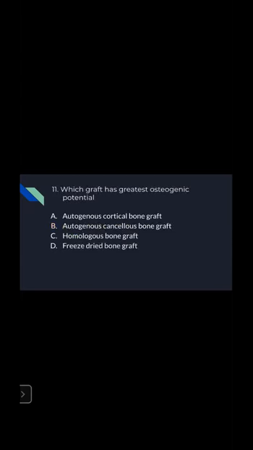Question 11. Which graft has greatest osteogenic potential? A. Autogenous cortical bone graft. B. Autogenous cancellous bone graft. C. Homologous bone graft. And D. Freeze-dried bone graft. Options C and D, homologous bone graft and freeze-dried bone graft, are examples of allografts, while A and B are autogenous bone grafts. But in cortical bone there are fewer osteoblasts present, and in cancellous bone there are more osteoblasts present. Hence, the correct answer is B. Autogenous cancellous bone graft, which has more osteoblasts and the greatest osteogenic potential.